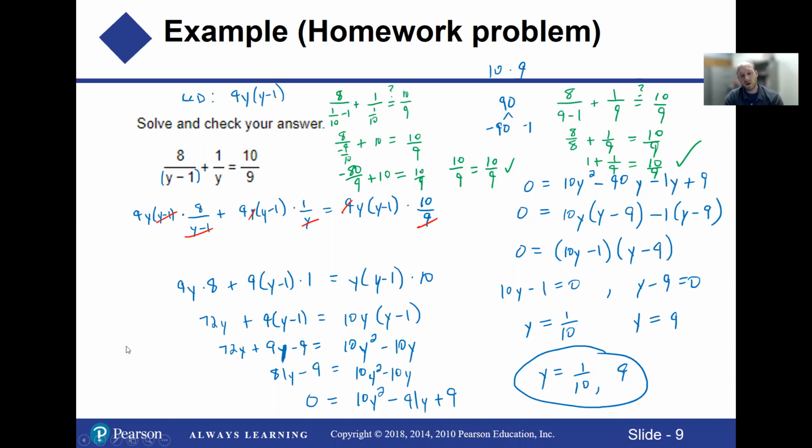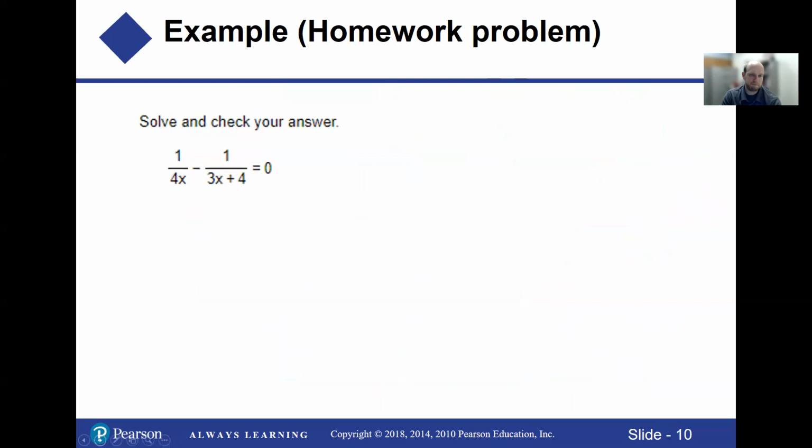So that is a homework problem, and that is quite the homework problem. I did want to include that in this lecture because, again, this is a tough one. But I think the biggest thing that people mess up on is the LCD. Make sure you include all of those terms in there because they're all different. If you did have something that was the same, you would only need it one time. So, all right, and then another homework problem. This one is actually much easier.